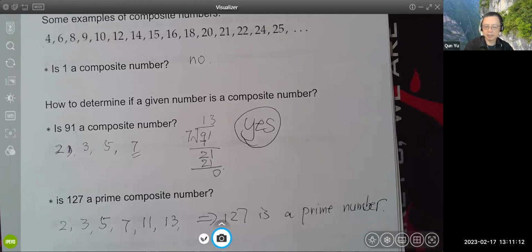So I take that back when I said that if this is a composite number divided by a prime number, you get another prime number. That's not necessarily true.